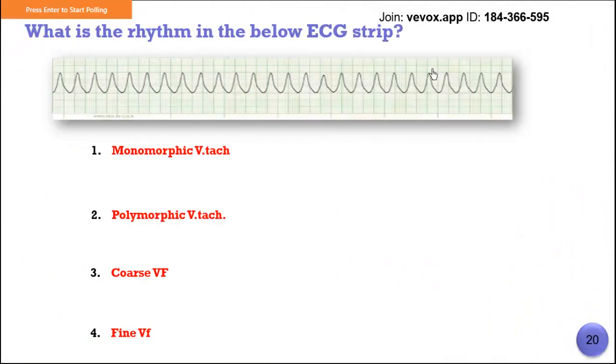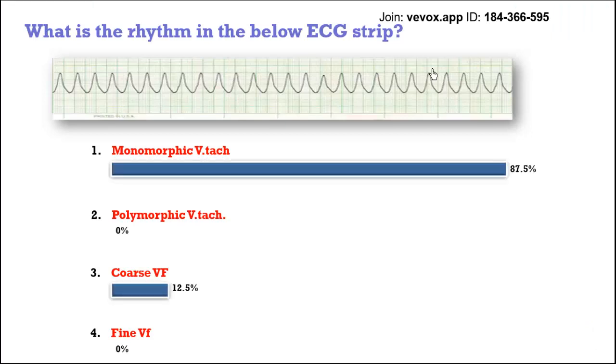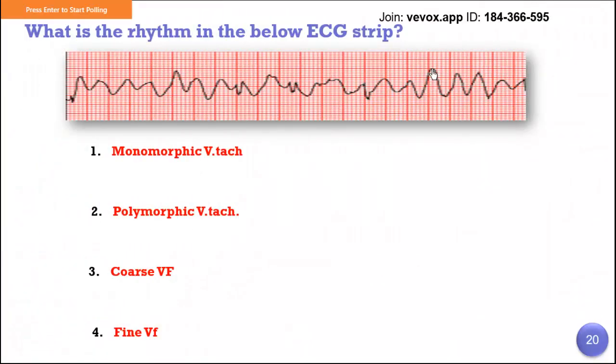So what about this one? Is this atrial or ventricular? Ventricular. Why? Because it's wide. Does it have the same shape or different shape, or is this VF, like a wavy line, or fine VF, like a flat line? Okay, so monomorphic in 87%, that's the correct answer.